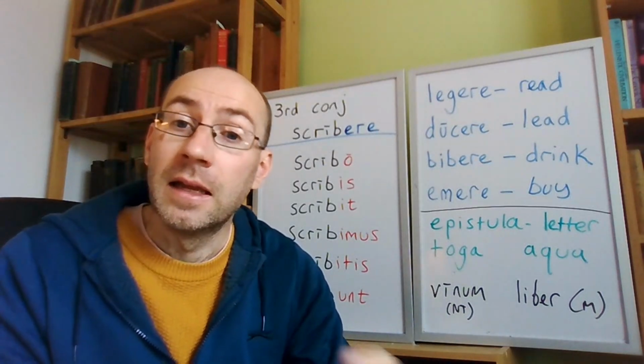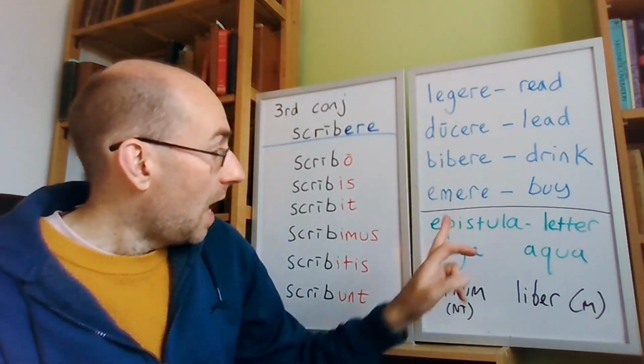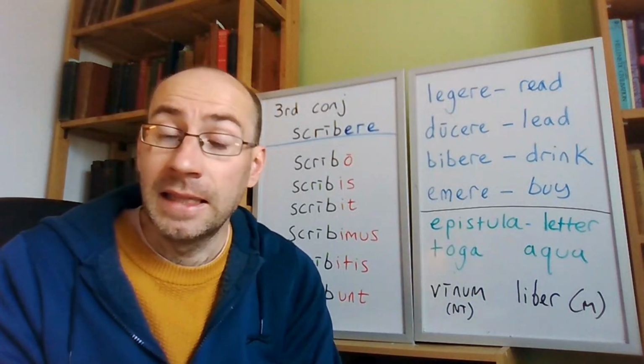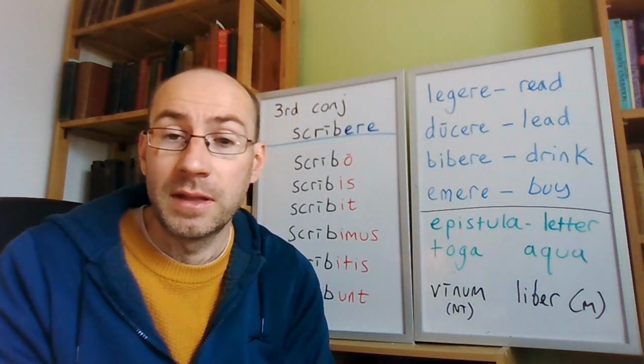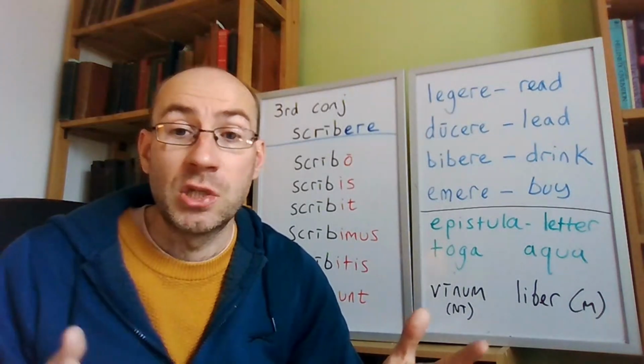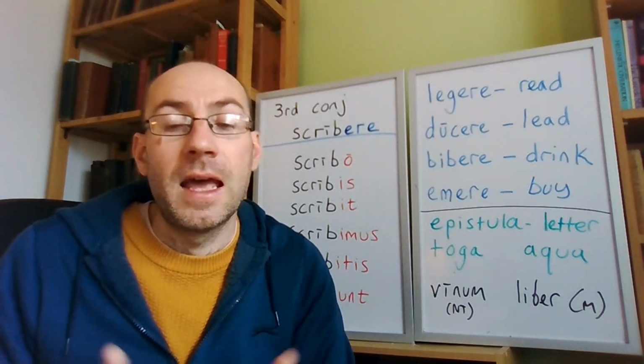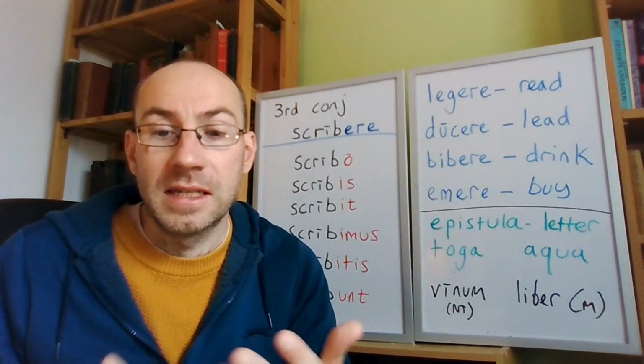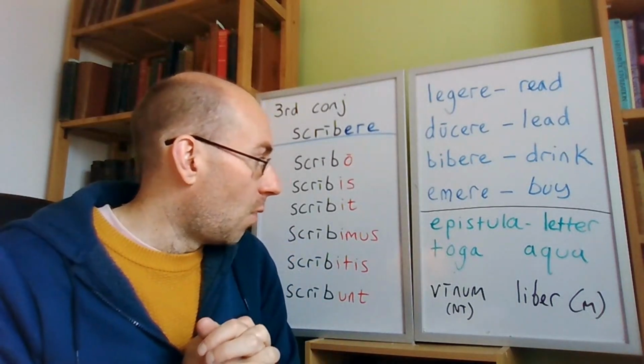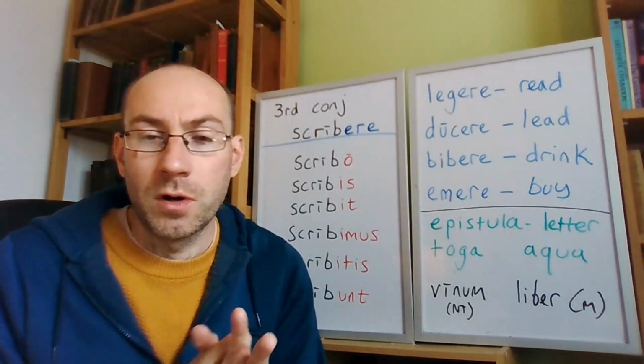Librum legit, librum scribet. Epistulam legit, epistulam scribet. I'm writing a letter, epistulam scribo. I'm reading a letter, epistulam lego. Scribo et lego. What haven't we used? Oh, we need to bring the toga into this.